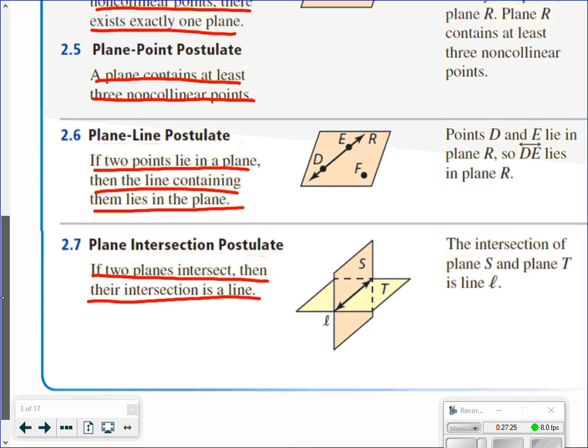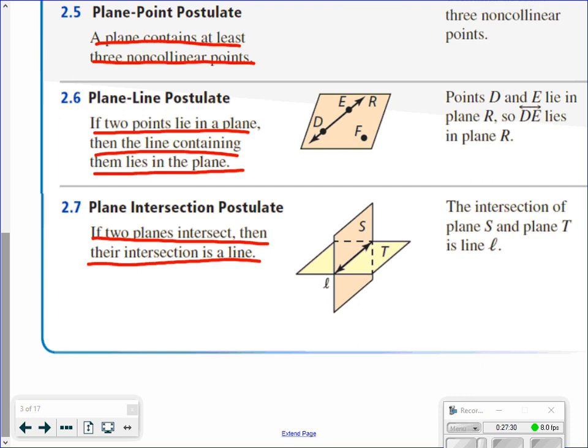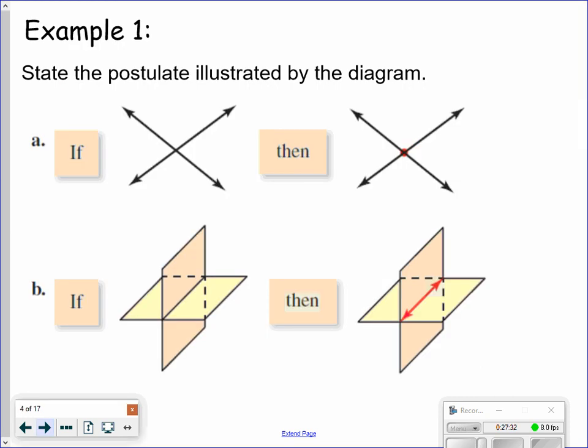So go ahead and pause wherever you need to make sure you're writing those down and drawing the picture. Okay, let's go to this first one. State the postulate illustrated by the diagram. Well, what I see here is that if 2 lines intersect, then they create a point. So to me, that's line intersection postulate. If 2 lines intersect, then they intersect at 1 point. So I'm going to call this, you don't need the 2.3. What I'm more interested in is you saying line intersection postulate.